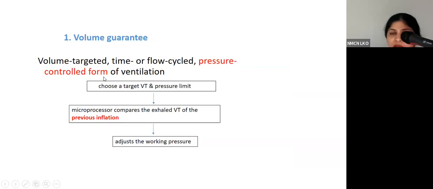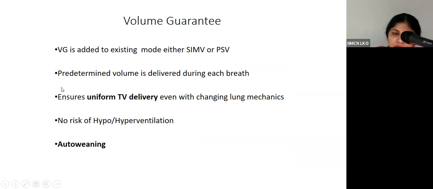You have to set a PIP. But what the ventilator does is choose a target tidal volume and a pressure limit, and the microprocessor compares the actual tidal volume and the pressure inflation. So it adjusts the pressure with each breath to ensure that tidal volume delivery is efficient. It is an added feature in SIMV or PSV, and it ensures uniform tidal volume delivery. As we saw in SIMV, there was some inconsistency in tidal volumes breath to breath. So if we add VG, it tries to ensure that the set tidal volume is delivered.